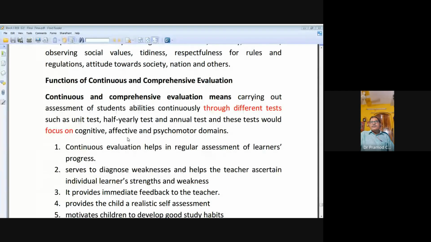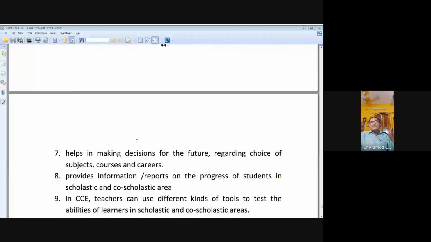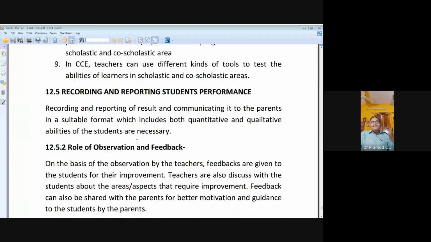We'll have to take into consideration the different tests. It may be unit test, affiliate test, annual test, whatever it may be. But we must focus on cognitive, affective, and psychomotor domain. Everything should be recorded properly. Otherwise, we'll have to prepare a format. In that format, we'll have to include the quantitative and qualitative abilities.